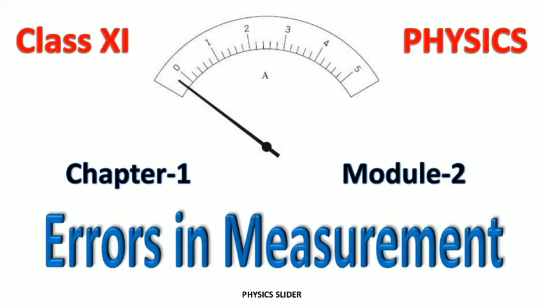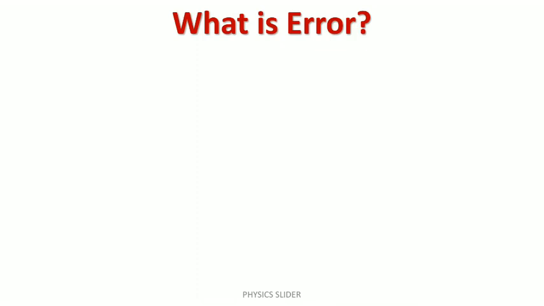Here we are with module 2 of chapter 1, that is errors in measurement. So let's begin this module. First of all, we will talk about what is error.